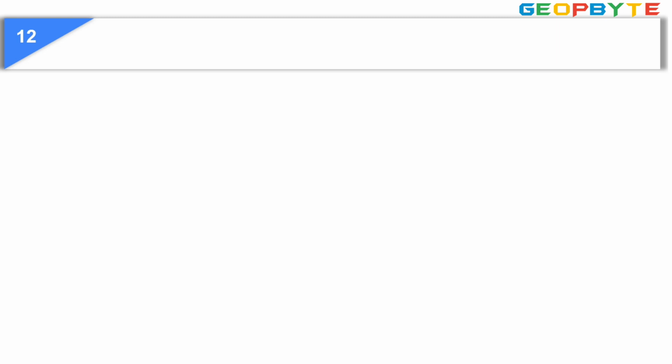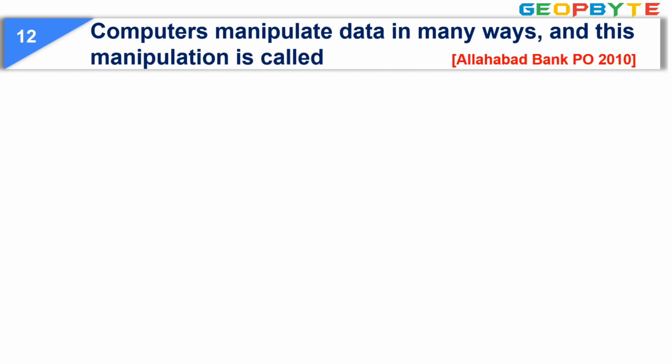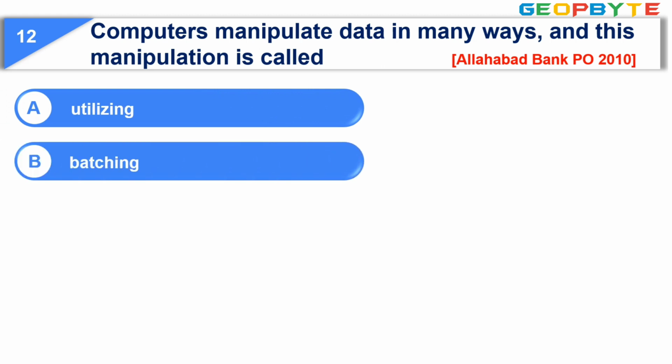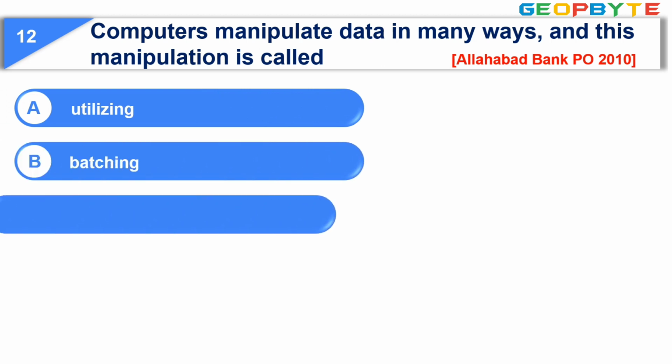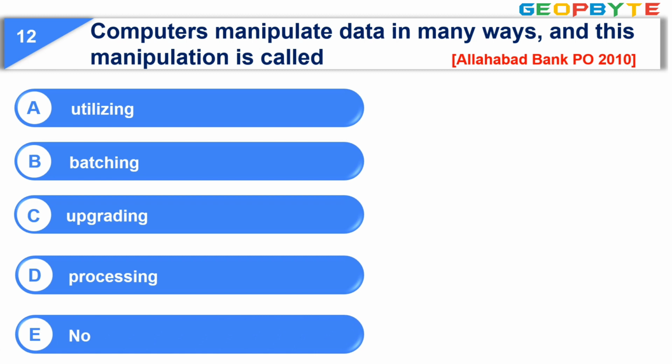Next, moving to question number 12. Computers manipulate data in many ways, and this manipulation is called option A, utilizing, option B, batching, option C, upgrading, option D, processing, option E, none of these. And the correct answer is option D, processing.